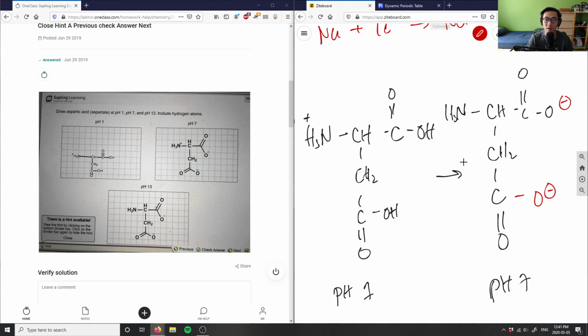And then finally, I would get my last deprotonation at pH 13, which would deprotonate this guy here. So this here, I should have written a positive charge, but I did not. And this here would deprotonate. I would get H2N instead, and the charge will go away, right? So this would be my structure at pH 13. So this solution is correct. I believe the carboxylic acid hydrogens get deprotonated first, and then the amine one second.